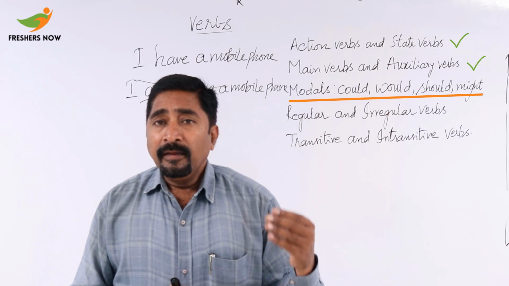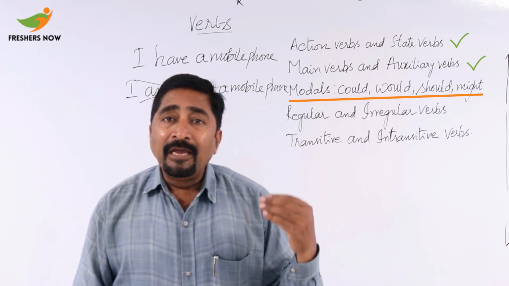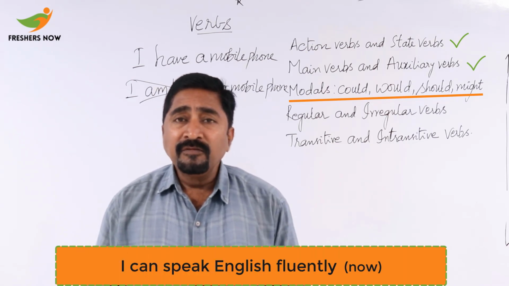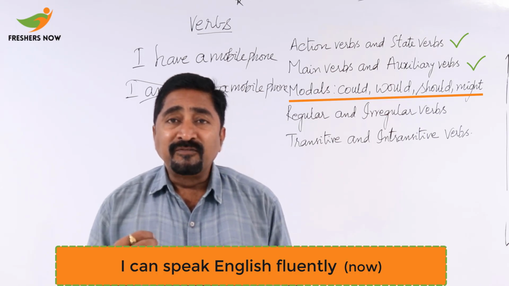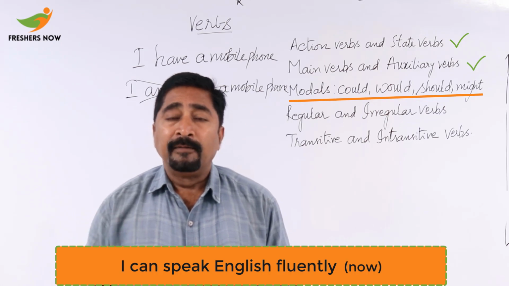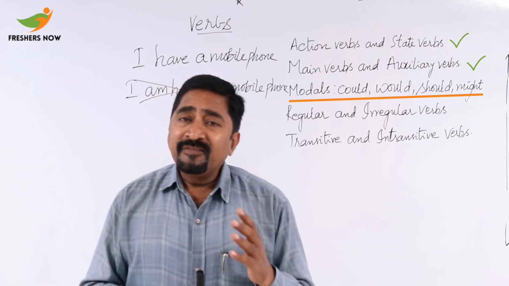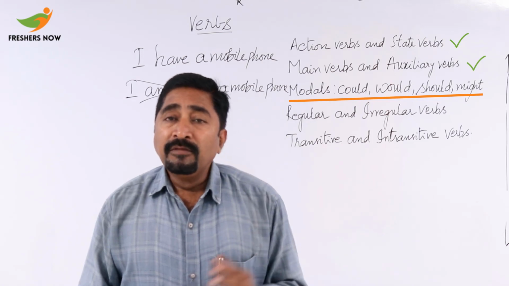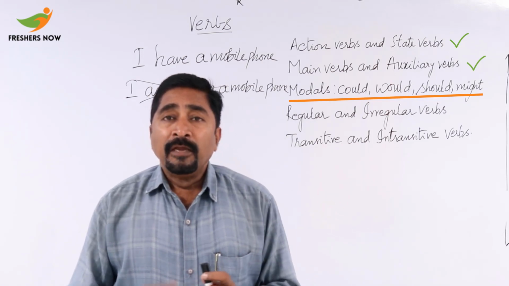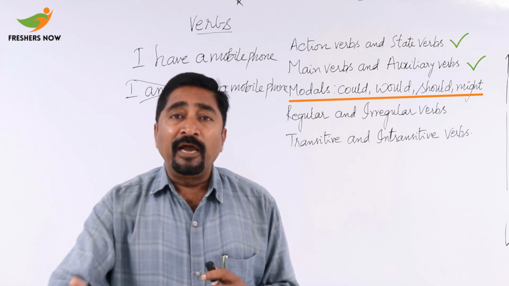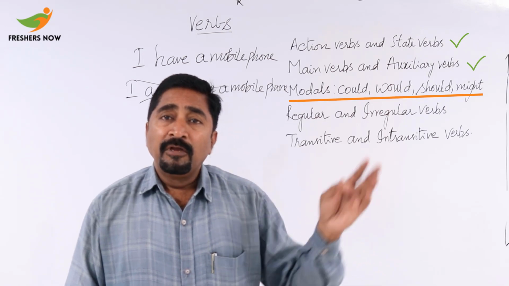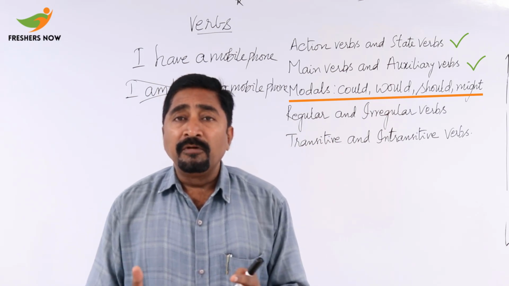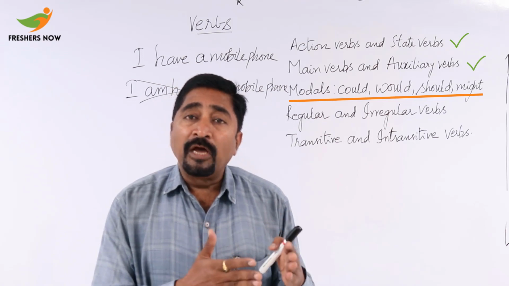I repeat here, can expresses the capacity, the ability to do. For example, I can speak English fluently. This is my ability at present to speak English in a fluent manner. At the same time, I would say, I could speak English fluently. This is considered in two ways. One is to express it at present in a most polite way, and the other is to refer that it was once that I could speak English fluently. So this is how we could make the difference in the use of each modal verb.